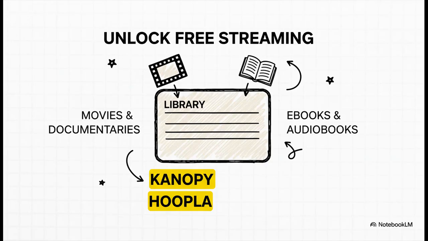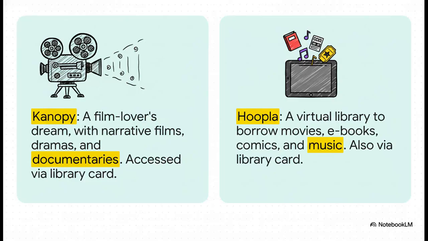Okay, first up are 2 services with the best price tag imaginable, totally free. Seriously, all you need is a library card or a school login to get access to both Kanopy and Hoopla. This is such an amazing and often overlooked resource, and they each have their own vibe. Kanopy is a total film lover's dream. It's packed with classic cinema, indie darlings, and fantastic documentaries. Hoopla, on the other hand, is like your entire local library just went digital. You can borrow movies, sure, but also ebooks, comics, and even music.